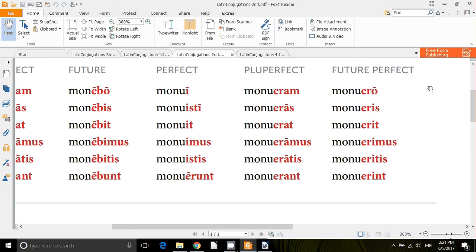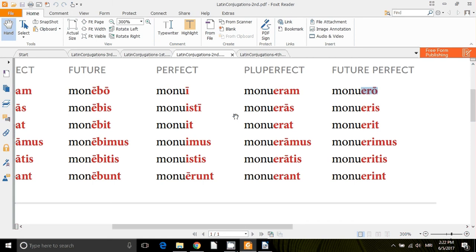So, piece of cake, forming the perfect system. You need to remember, though, how it's put together. You've got the perfect stem, and then the perfect endings: i, isti, it, imus, istis, erunt. The pluperfect, you use the perfect stem plus the imperfect forms of to be. For the future perfect, use the perfect stem plus the future forms of the verb to be. So really quite straightforward. Quite straightforward indeed.